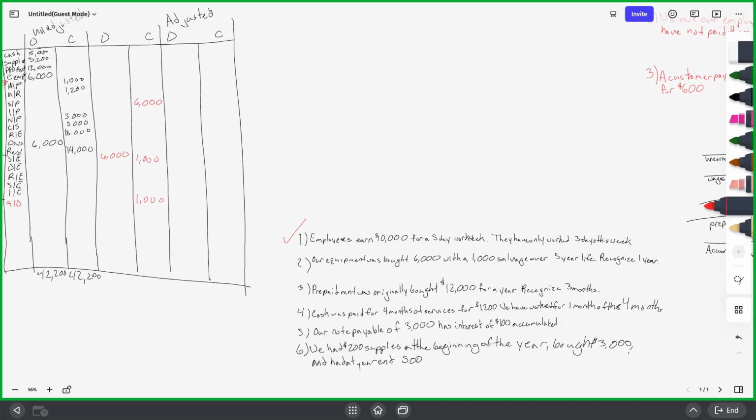How we got there was by taking 6,000 minus 1,000 divided by 5 equals 1,000. All right, number two. Prepaid rent was originally bought for $12,000 for a year, recognized 3 months.